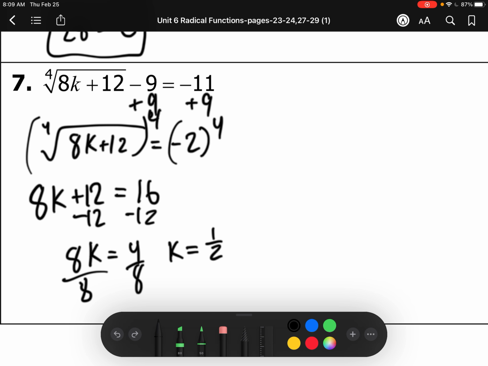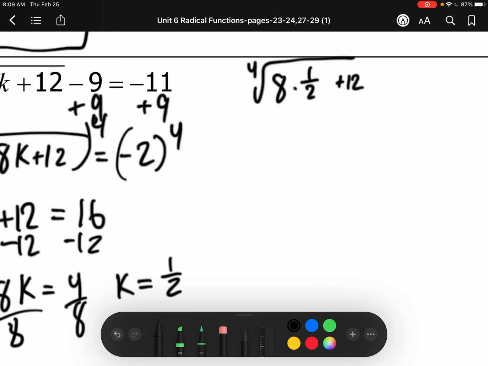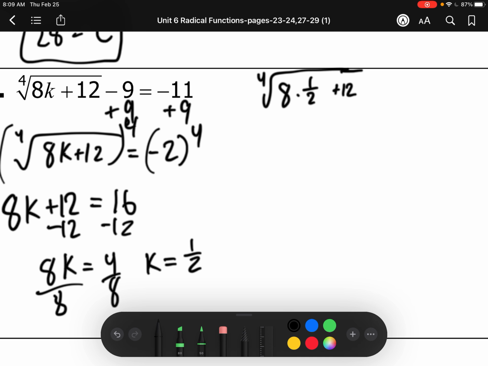So I have the 4th root of 8 times 1/2, right? 0.5, 1/2, you can do it either way. Plus 12 minus 9 is equal to negative 11. So negative 8 times 1/2 is going to be 4, right? So I have the 4th root of, so this is 4, and then 4 plus 11 is 16.